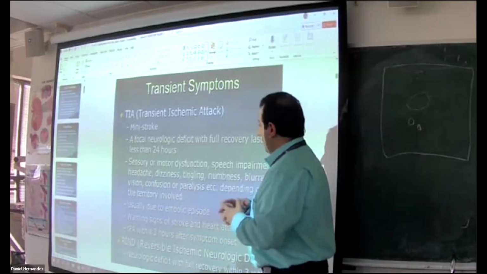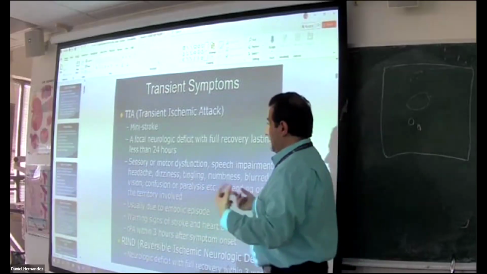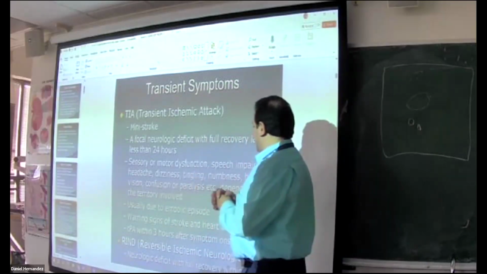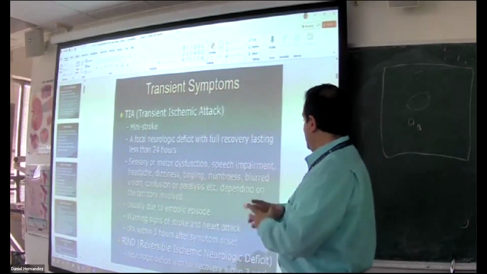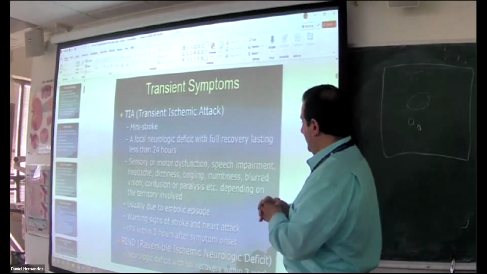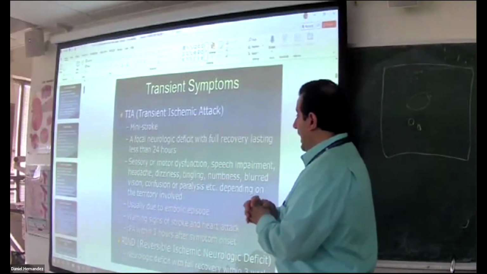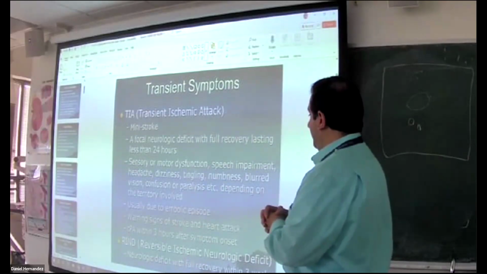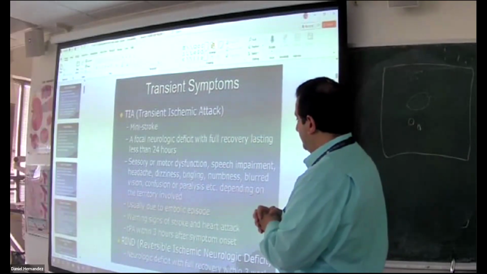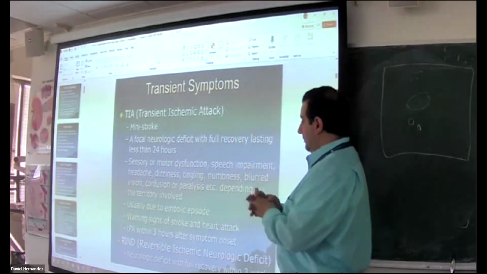It can be sensory or motor dysfunction, speech impairment, or something a little more non-specific: headache, dizziness, tingling, numbness in the extremities. Could be a vision disturbance, so blurred vision, confusion, altered mental status, paralysis of an extremity or an arm, depending on the pathway. And these are usually due to some sort of embolic event.